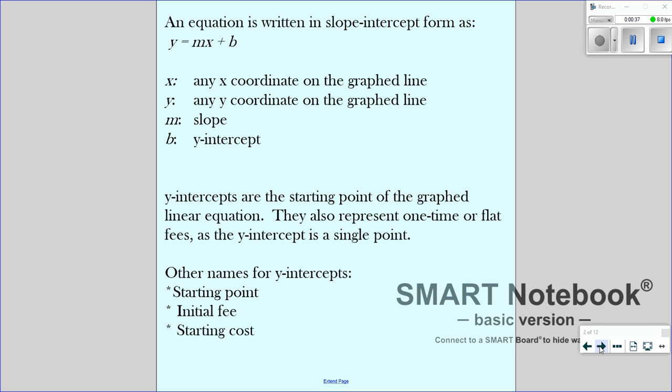Y-intercepts are the starting point of the graph linear equation. They also represent one-time or flat fees, as the y-intercept is a single point. There's other names that you'll hear for y-intercepts, especially when you're doing word problems. You'll hear starting point, initial fee, starting cost. All of them represent the y-intercept. Basically, y, which is represented by b.